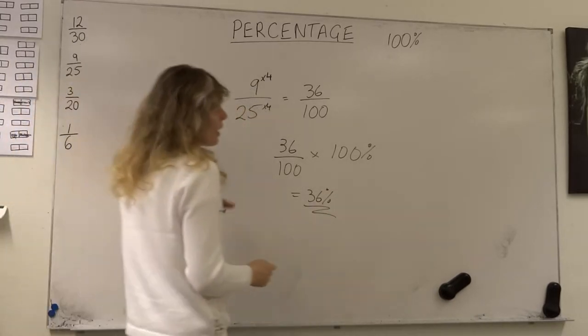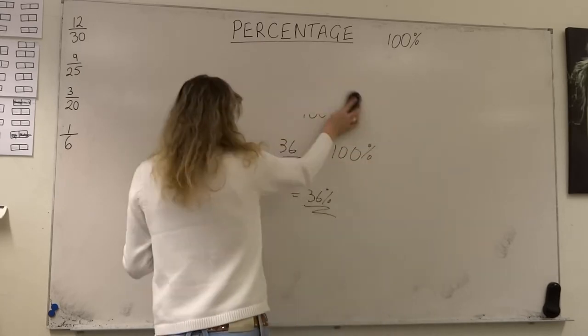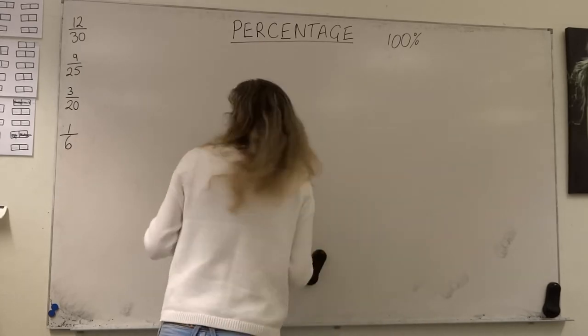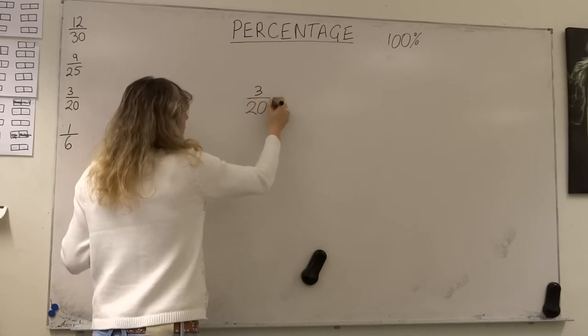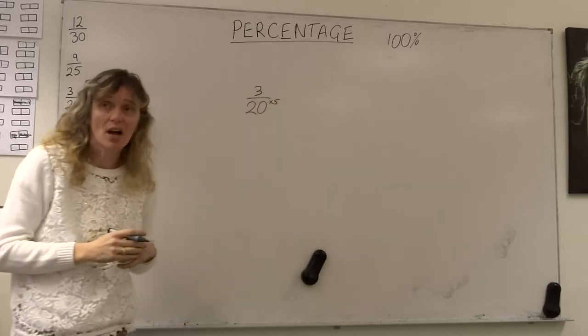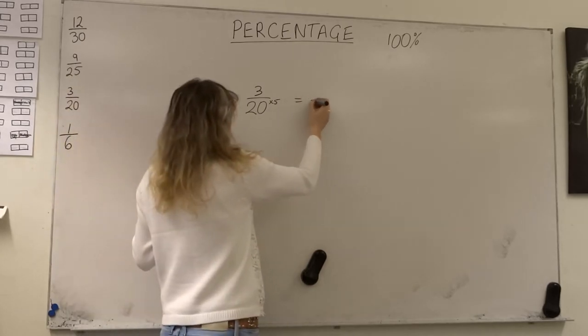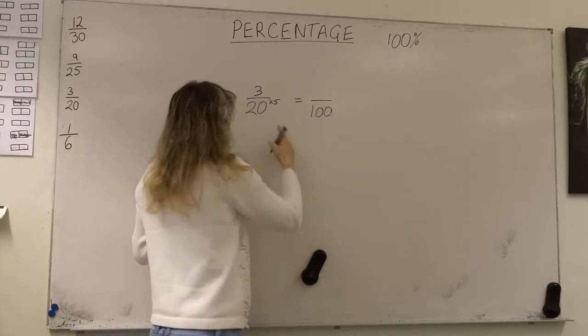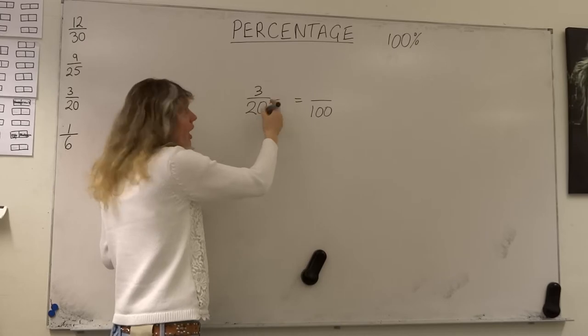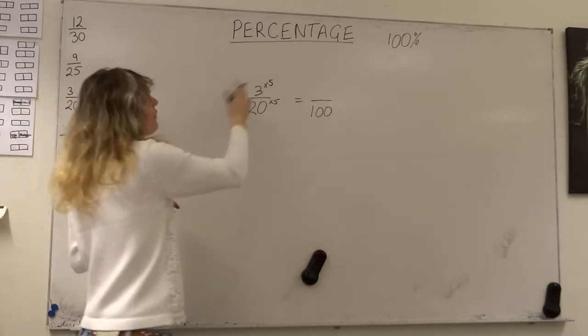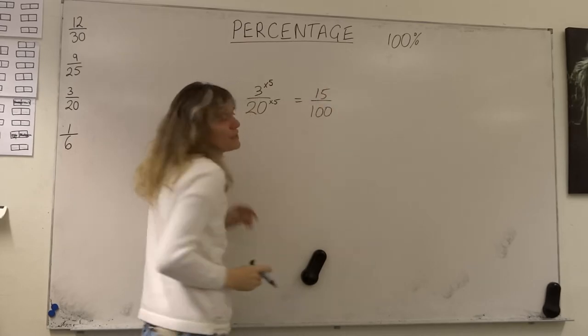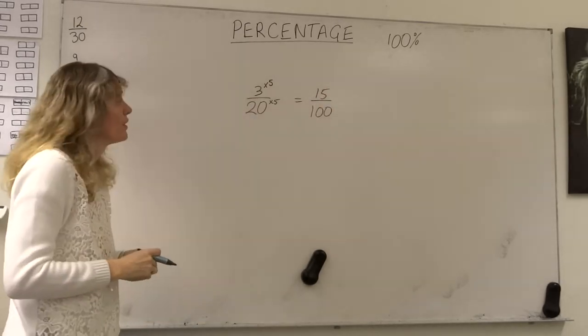If we have the number 20 on the bottom, it's also very easy, because now we have a fraction, 3/20ths. If we multiply 20 by 5, we get 100 on the bottom. If we multiply the denominator by 5, we must multiply the numerator by 5 as well. 3 5s are 15, giving us 15/100ths as our equivalent fraction.